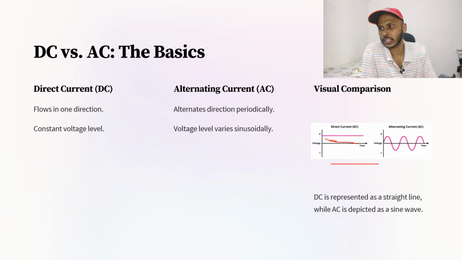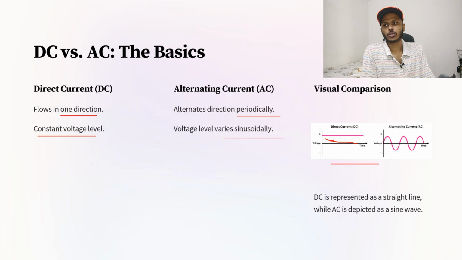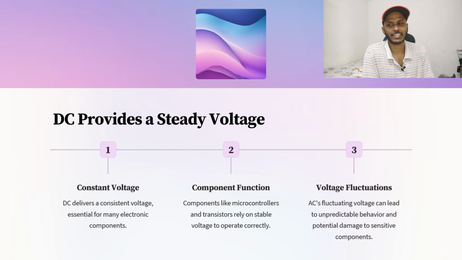So that's what is even mentioned here. DC flows in one direction at a constant voltage level, whereas AC alternates direction periodically, and the voltage level varies sinusoidally. So this is the main difference, and this is the main reason also for why AC is not used in DC electronic circuits. That's what we are going to see in the next slides.